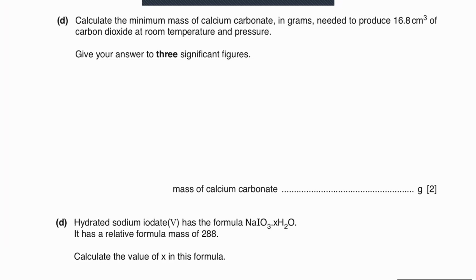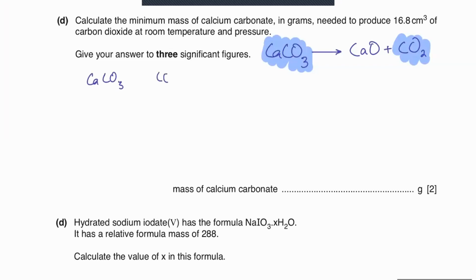Calculate the minimum mass of calcium carbonate. So हमारे पास equation में calcium carbonate है, which will break down to give me calcium oxide and carbon dioxide, needed to produce 16.8 cm cube of carbon dioxide. तो important चीज क्या है? Calcium carbonate important है और carbon dioxide important है. So we'll ignore the rest of it. So calcium carbonate and carbon dioxide, I'll copy those parts. Calcium carbonate के mass की बात हो रही है, carbon dioxide के volume की बात हो रही है.